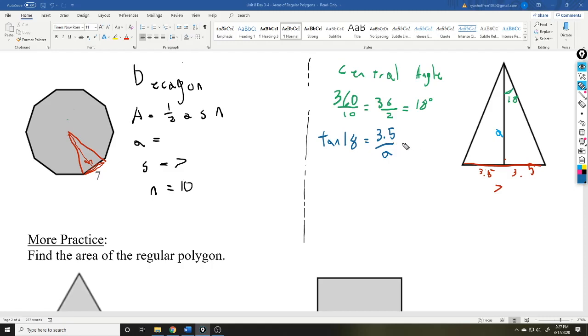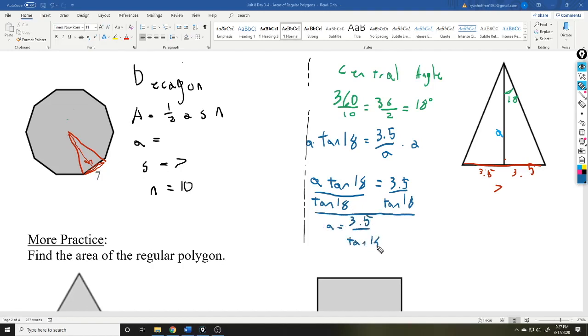Okay? And we'll go ahead and solve this equation. Multiply to get rid of the fraction. And then this time I have to do my dividing, because right now I have a times tangent of 18, so I want to get rid of that by dividing. There we go. There it is rounded. So I can go ahead and put that in for A.